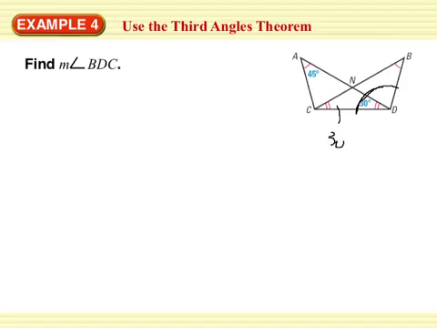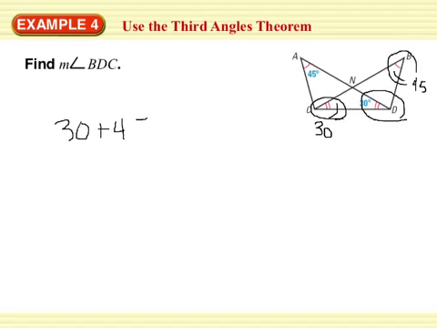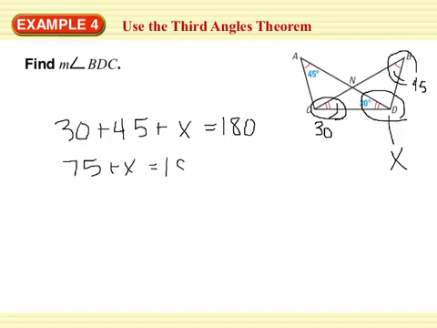Okay, let's write this a little bit better. We know what we're finding. Let me fill in what I know. So this is 30. This is 45. If this is 30 and this is 45, we can actually find this whole angle right there, right? The interior angle theorem: 30 plus 45 plus x equals 180, and we're saying that is x. 75 plus x equals 180. x equals 105.